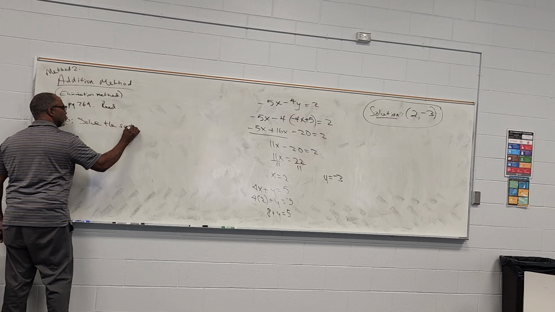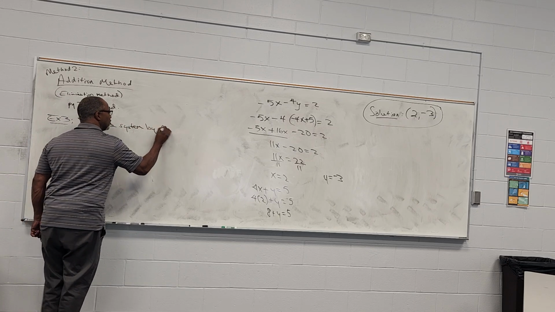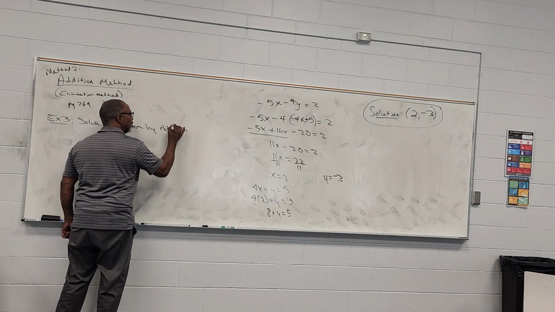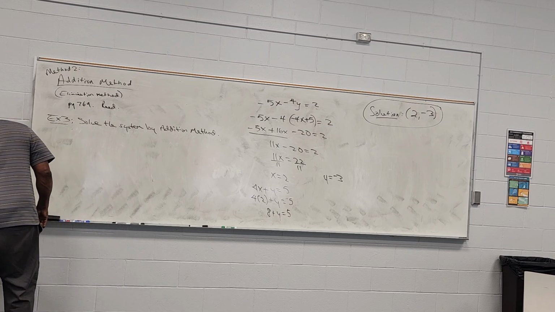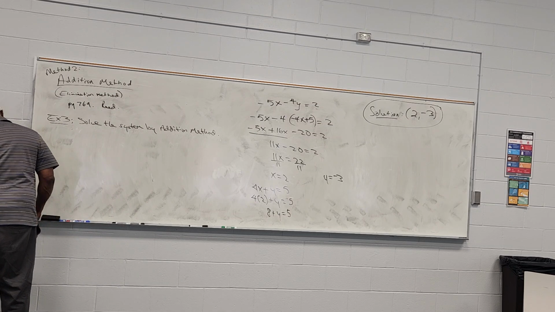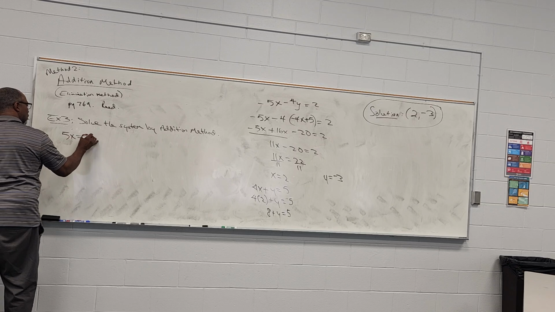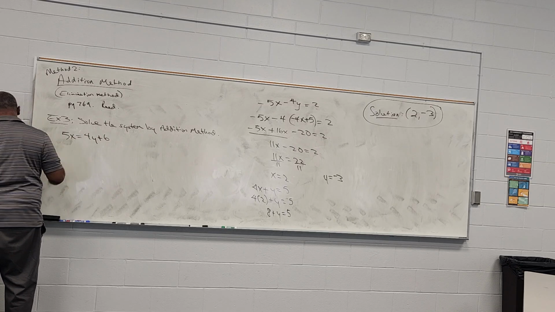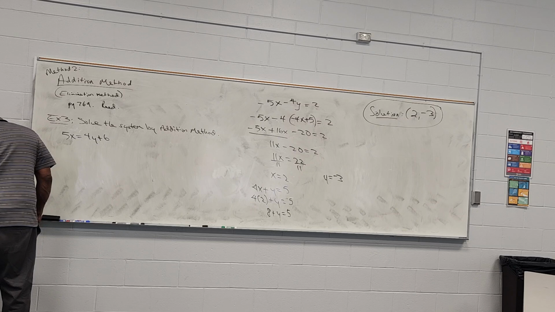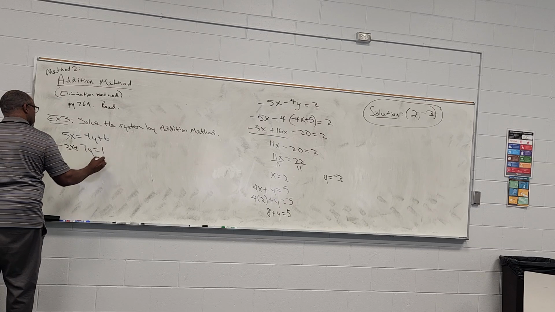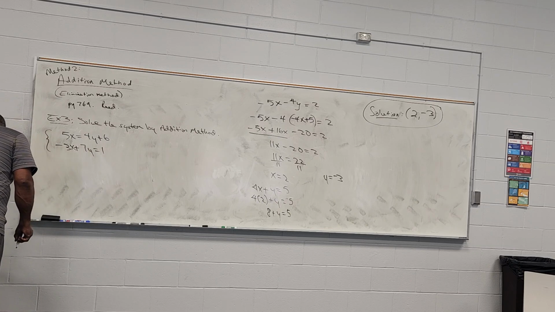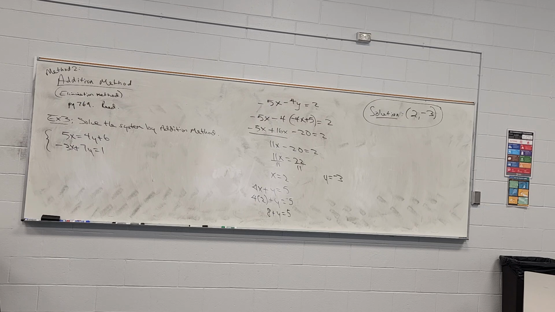Solve the system by the addition method. Well, 5x equals 4y plus 6. That's one of the equations. Second equation is negative 3x plus 7y equals 1. So there's my system. 5x equals 4y plus 6. And they have negative 3x plus 7y equals 1.